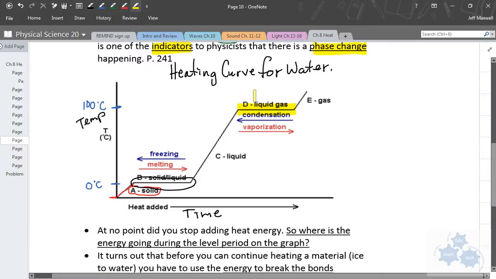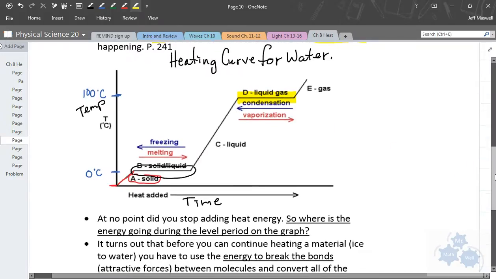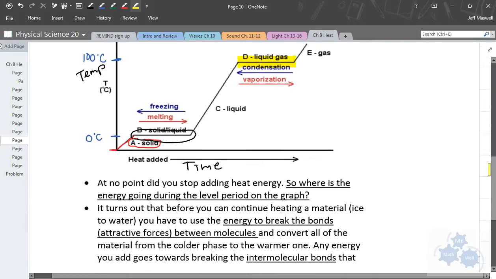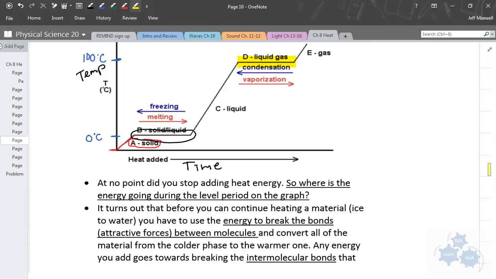So the question is, why does the heating curve flatten off there? Why does it level off during a phase change? Because we didn't stop adding energy, and these notes down here just kind of explain in different words what's happening. We're not stopping the heat, right? We're adding heat the whole time, but even in your graphs, you saw that it leveled off there. So what's happening?